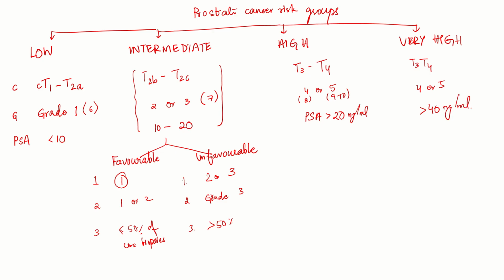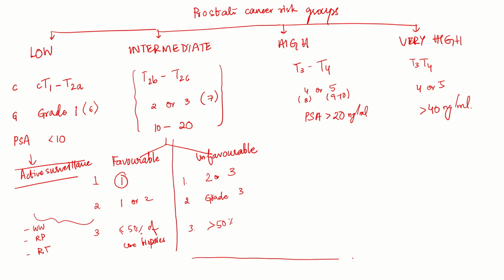Coming to the management of these risk groups, low risk is you can give the option of active surveillance in these patients because they progress very slowly, so you can keep them on observation. And coming to intermediate favorable risk group, these patients can be considered for watchful waiting, that is active surveillance, or you can give them an option for radical prostatectomy or RT. No further imaging is needed for these two groups, that is low and favorable intermediate risk groups.